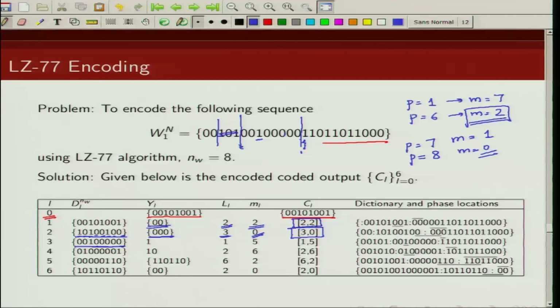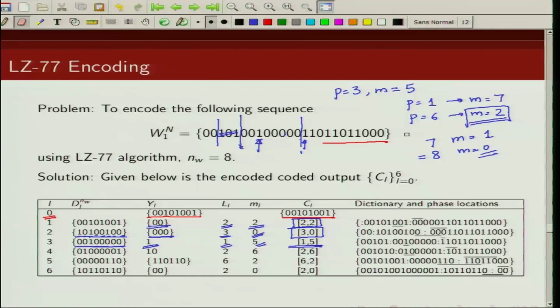So then the substring which gets matched is 1. It is of length 1, and this corresponds to p equal to 3. So it corresponds to m equal to 5. So this is m equal to 5. So the code word corresponding to match string 1 is 1 and 5.